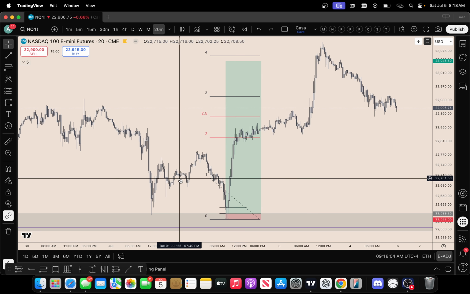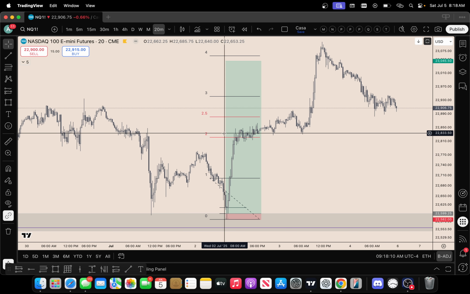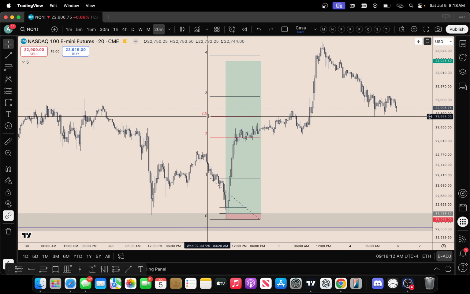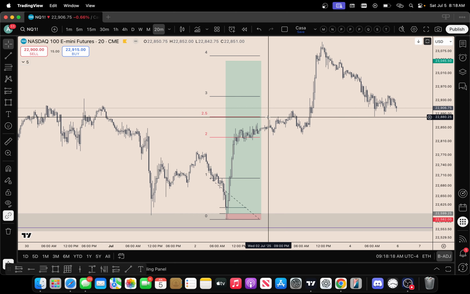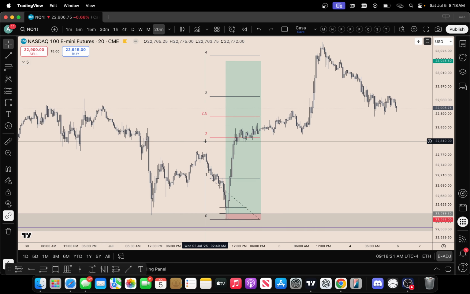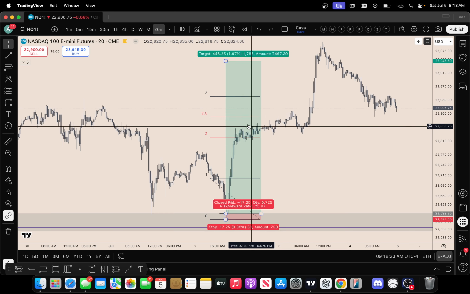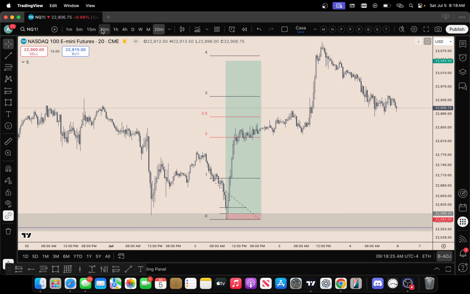This is your quote unquote support/resistance. And then your 2 to 2.5 is also really good too. Because the second that we hit the 2 to 2.5, what happens? We can either reverse off of the 2 to 2.5 or we start to reaccumulate. In this circumstance, what are we doing? We reaccumulate.